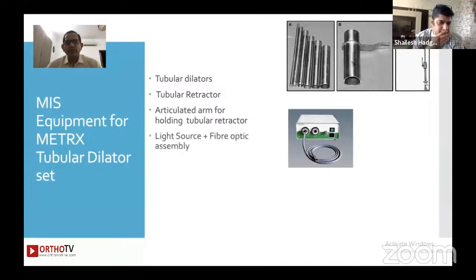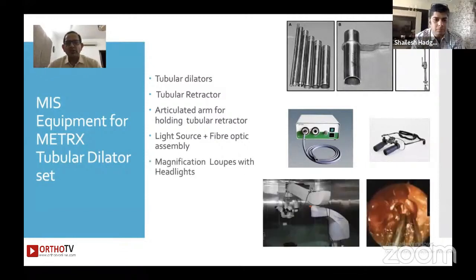The light source can be used as with a fiber optic system, which was the original for the MED system. However, it can still be used along with the headlights and loupes if you prefer to do surgery with this setup. However, the best would be using a microscope with a significant amount of magnification and excellent light to give a very good picture.